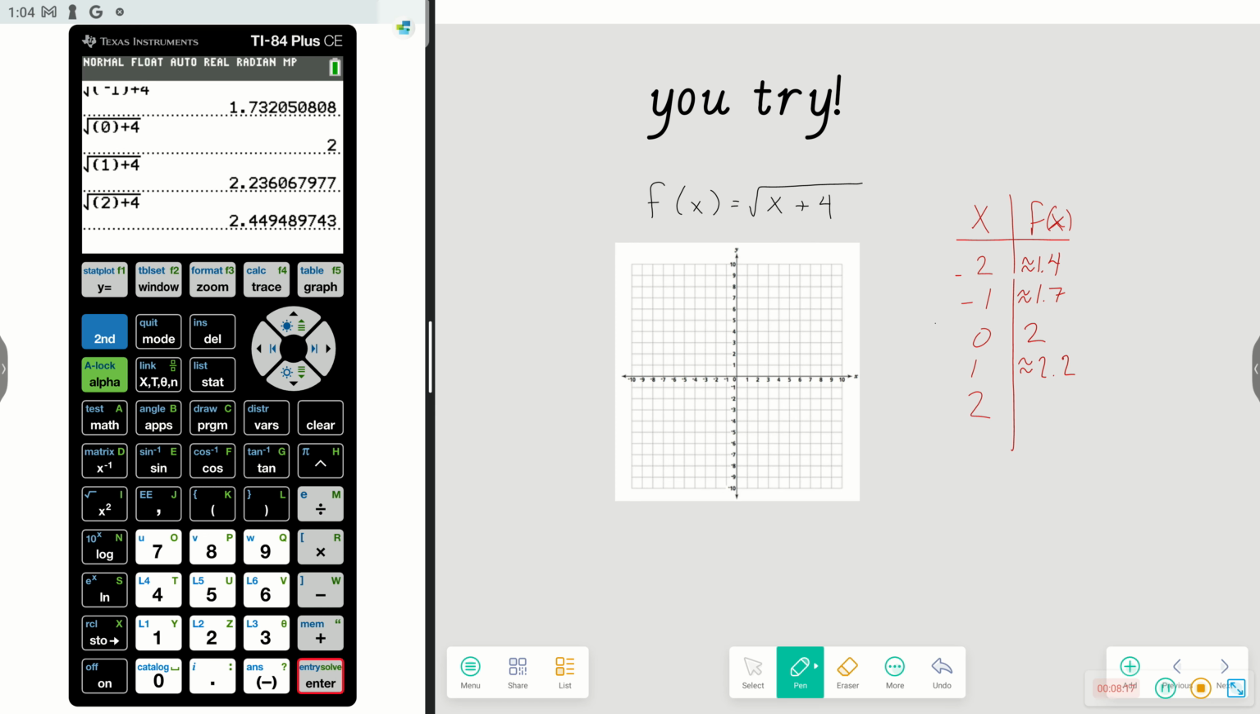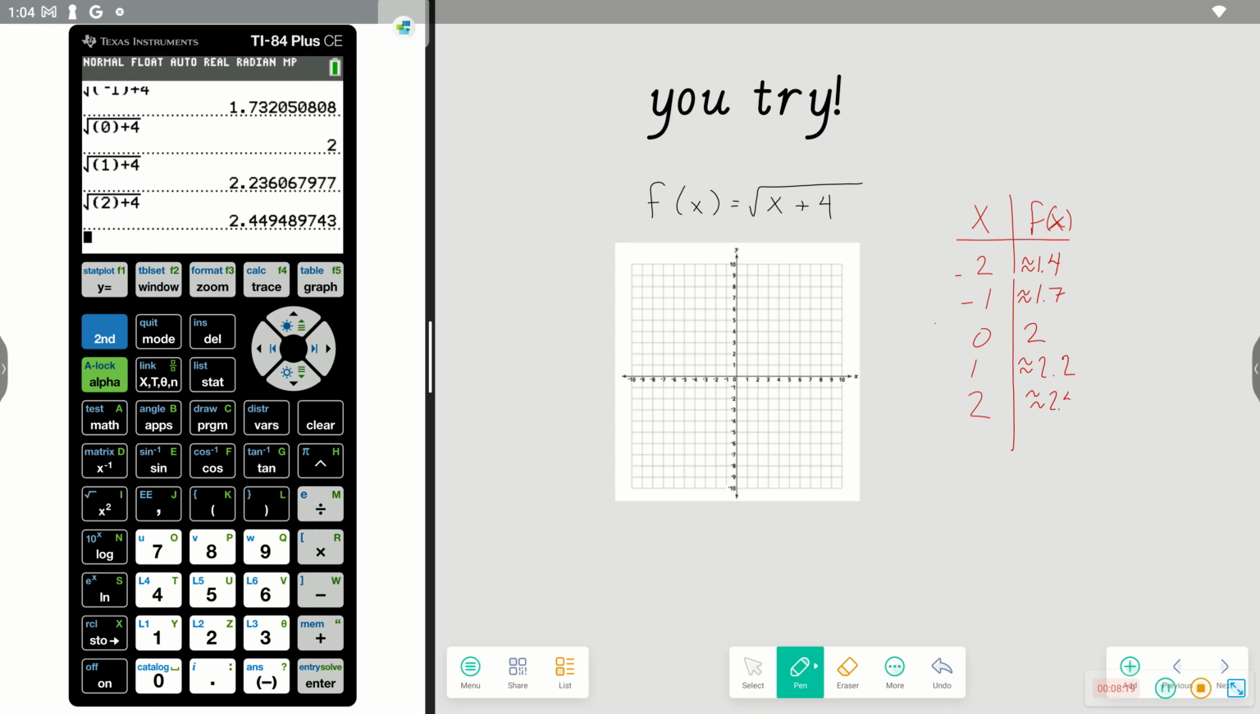And then just go ahead and graph those points. -2, 1.4, -1, 1.7, 0, 2, 1, 2.2, 2, 2.4. So you can kind of see this. I should probably move this one down just a little bit. You can kind of see this general shape forming, which we said a square root looks like this.